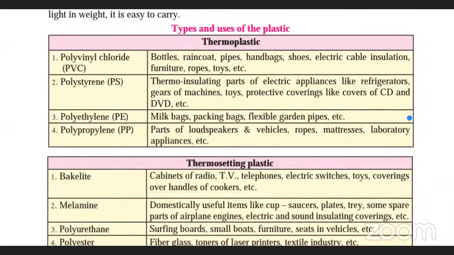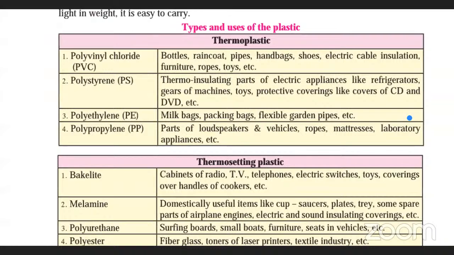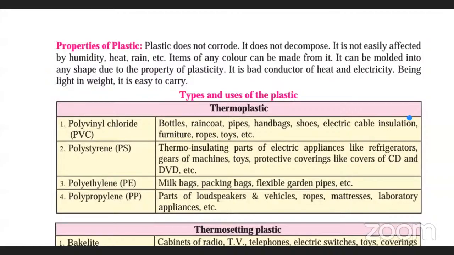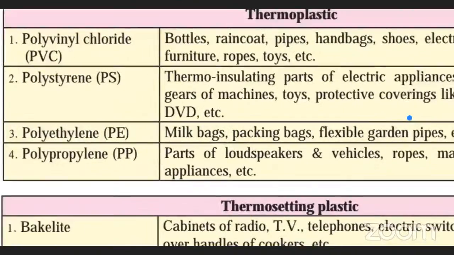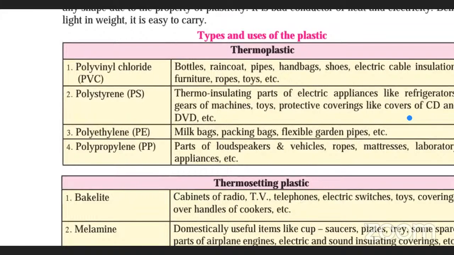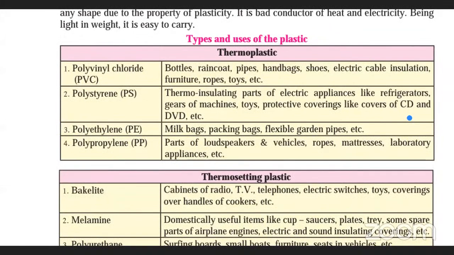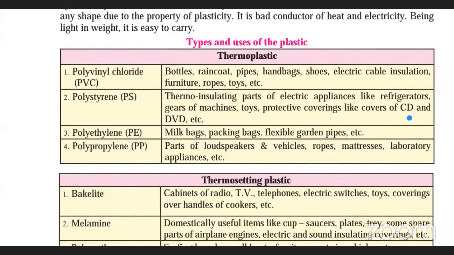So here are the examples of thermoplastic and thermosetting plastic. So PVC, that is polyvinyl chloride, is used in making bottles, raincoats, pipes, handbags. Plastic shoes are also made up of PVC. Then electric cable insulation, ropes, then different types of toys. These are made up of this chemical compound known as PVC.